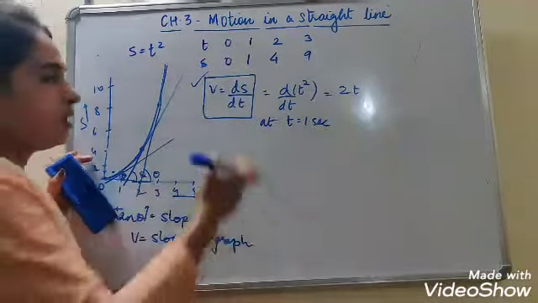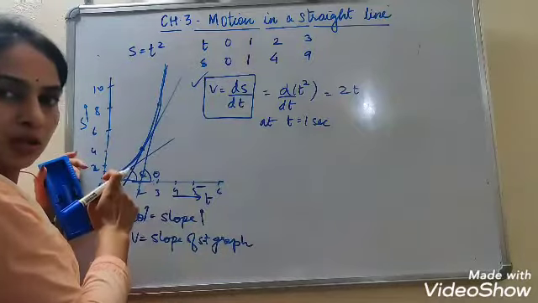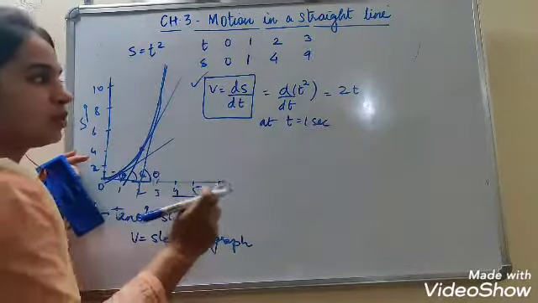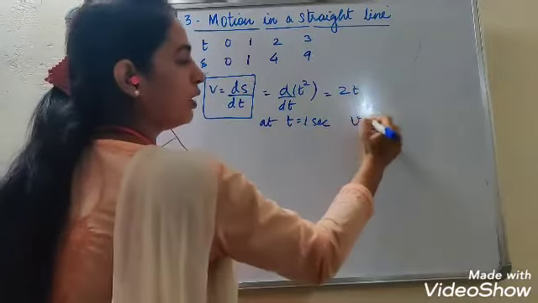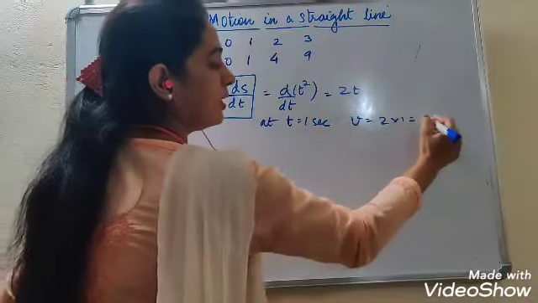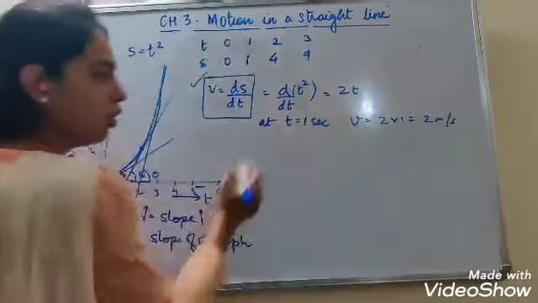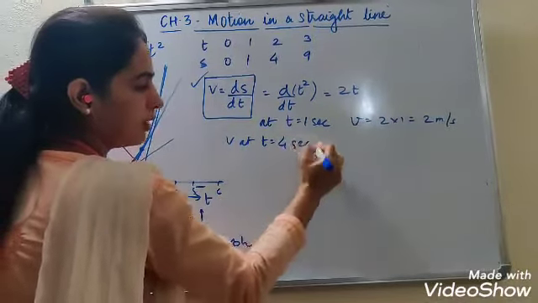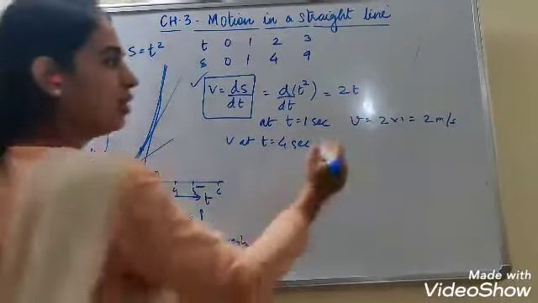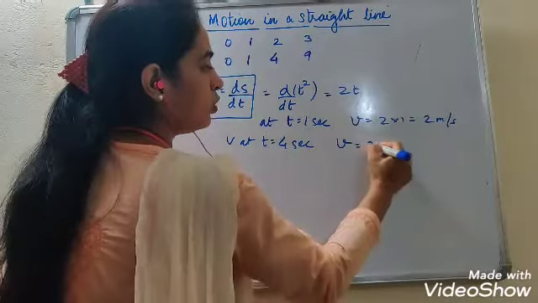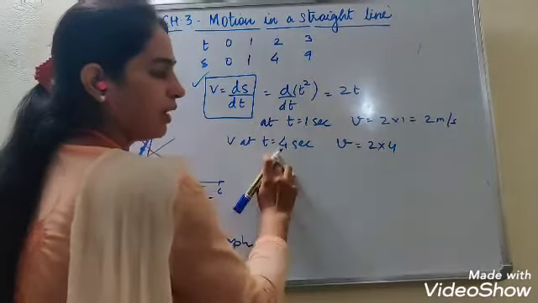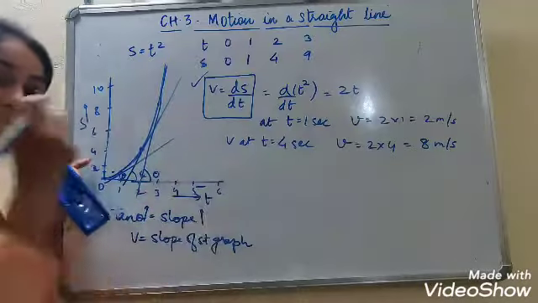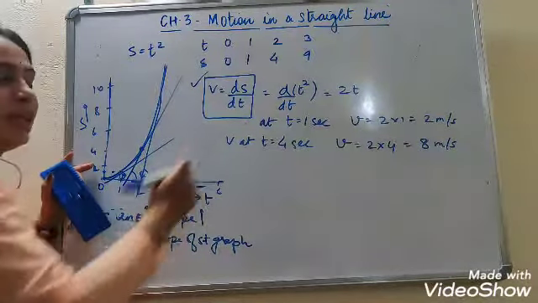If I ask you what is the velocity of this particular body at t equals 1 second, not the average, at t equals 1 second, so put t equals 1 over here. Velocity is 2 into 1, that is 2 meter per second. What is the velocity at t equals 4 seconds? Now again 4 seconds is an instant, so velocity will be 2 into 4, so that will be 8 meter per second.